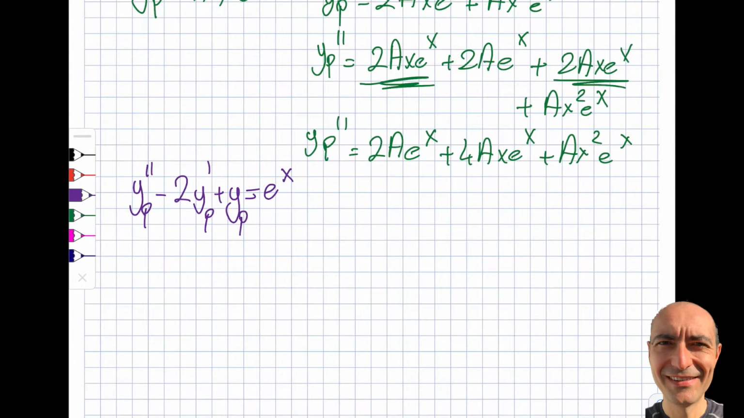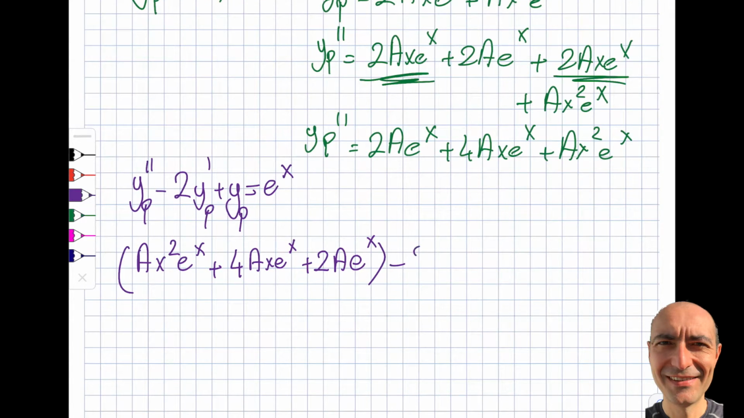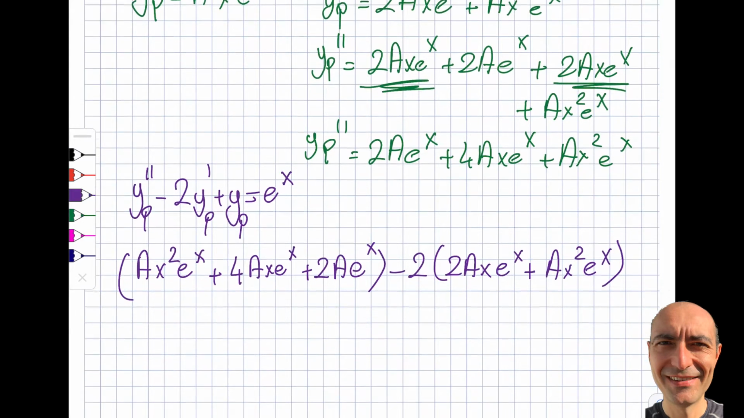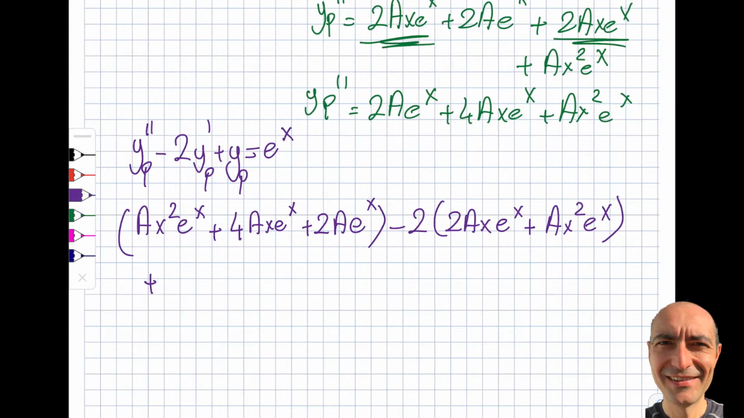Okay, yp double prime, let's write this with x squared first: a x squared e to the x plus 4a x e to the x plus 2a e to the x, right? I think I did a decent job there. Minus 2 times, yp prime, which is 2a x e to the x plus a x squared e to the x. What's left is my yp, which was a x squared e to the x, and the right hand side will be e to the x.